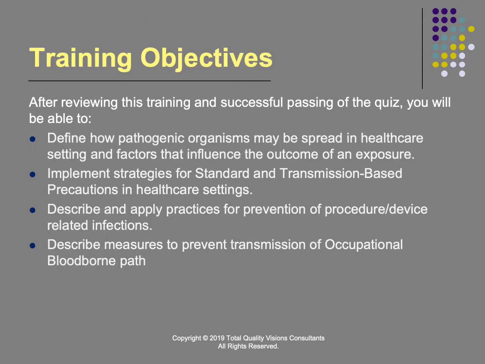After completing this training, you will be able to define how pathogenic organisms may be spread in healthcare settings and factors that influence the outcome of an exposure, implement strategies for standard and transmission-based precautions in the healthcare settings, describe and apply practices for prevention of procedure device-related infections, and describe measures to prevent transmission of occupational bloodborne pathogens.